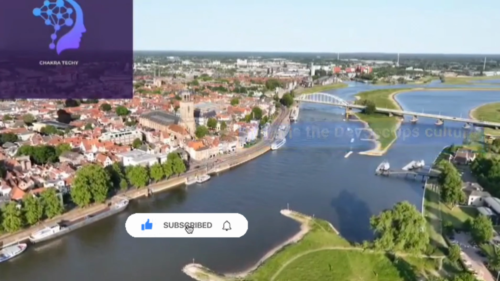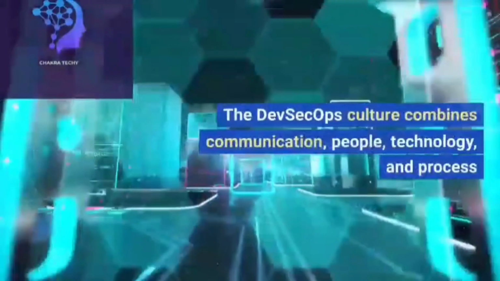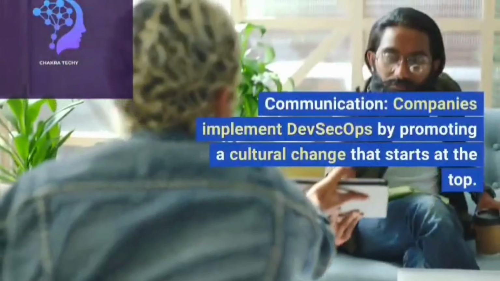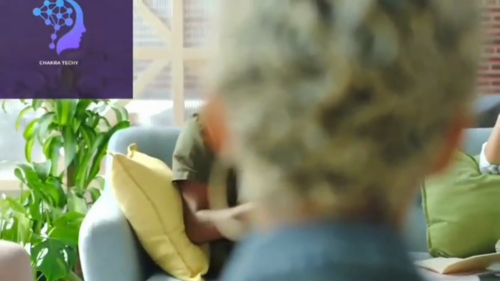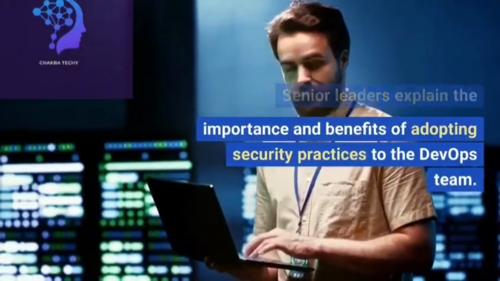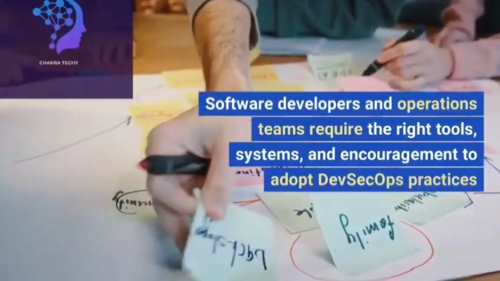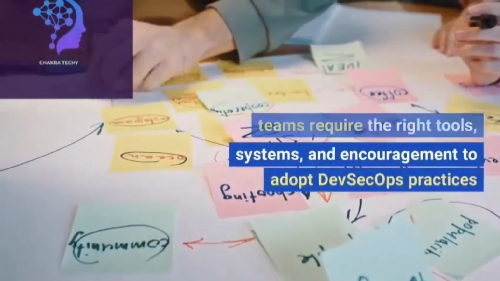What is the DevSecOps culture? The DevSecOps culture combines communication, people, technology, and process. Communication. Companies implement DevSecOps by promoting a cultural change that starts at the top. Senior leaders explain the importance and benefits of adopting security practices to the DevOps team. Software developers and operational teams require the right tools, systems, and encouragement to adopt DevSecOps practices.